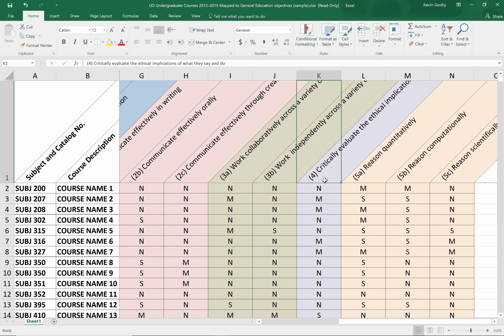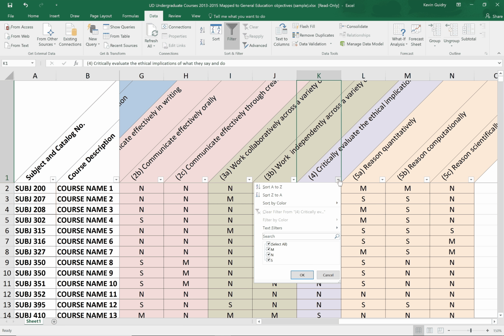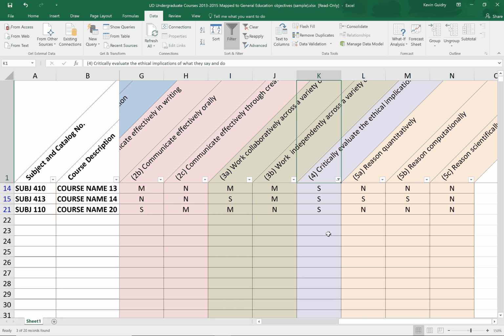I can use this map to find courses that already exist that may fill this gap. I can use Excel to apply a filter that only shows the courses that have significant focus on ethics. In the full file, there would be a lot more courses listed here, of course. And this list will be an excellent place to start in determining how to fill the specific gap in my curriculum.